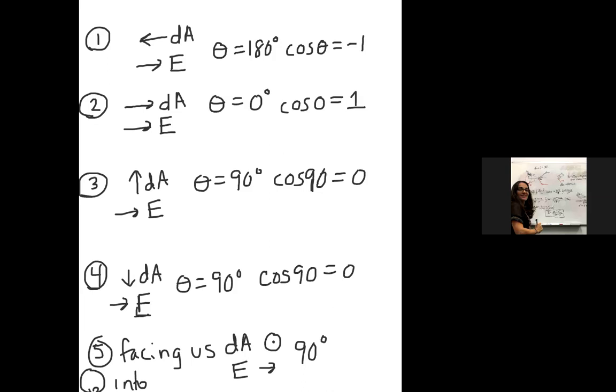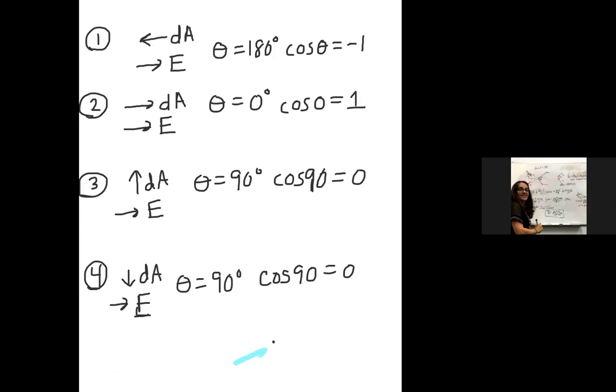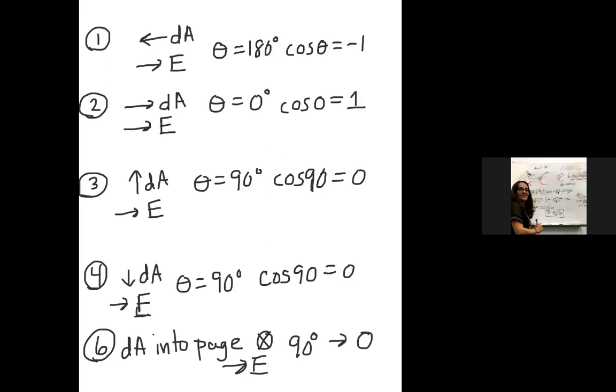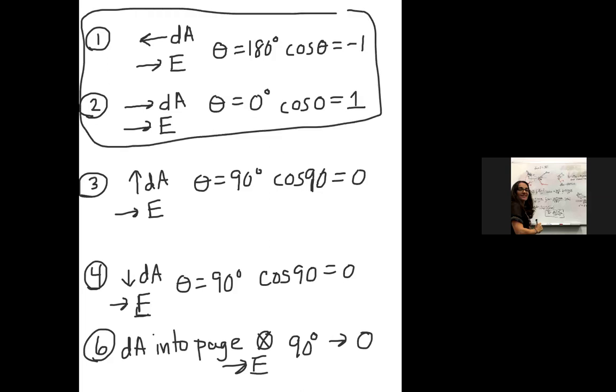Hold on. Let me redo this. Okay. For 6, dA is like into the page, which we can draw like this, like the backside of a vector. And E is like that to the right, so still 90 degrees and still a flux of 0. So the only ones contributing are face 1 and face 2. Cool.